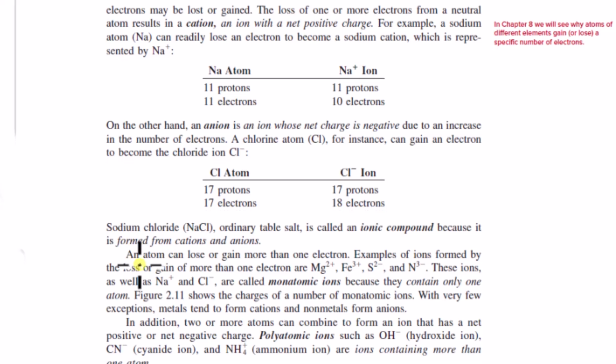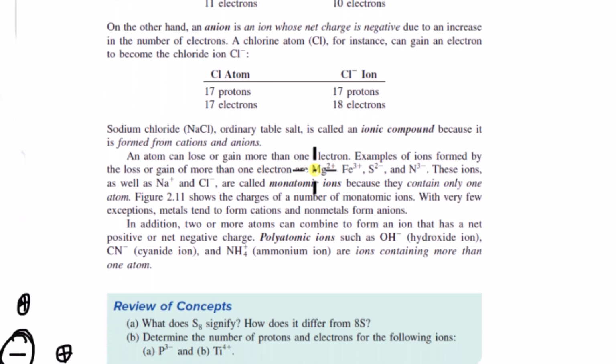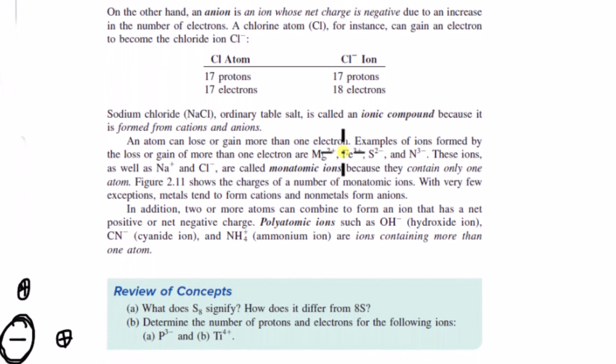Okay, an atom can lose or gain more than one electron. With ions, it's not just a single electron you're losing or gaining. It could be multiple electrons. Examples of ions formed by the loss or gain of more than one electron are magnesium 2+, Fe3+, S2-, N3-, etc. These ions, as well as Na+ and Cl-, are called monoatomic ions because they contain only one atom.